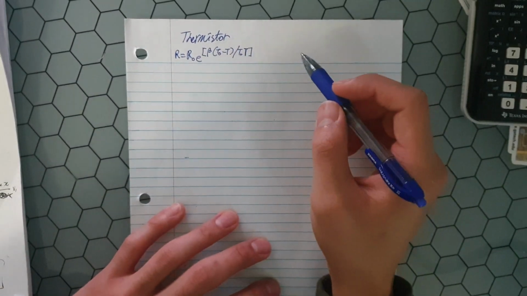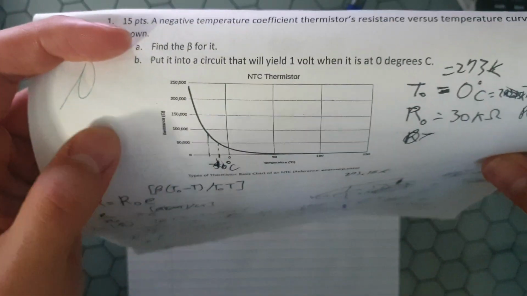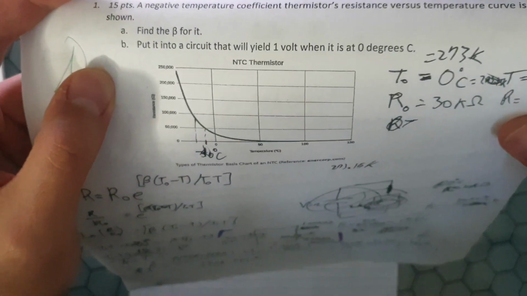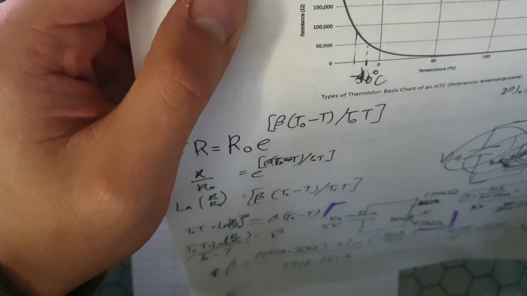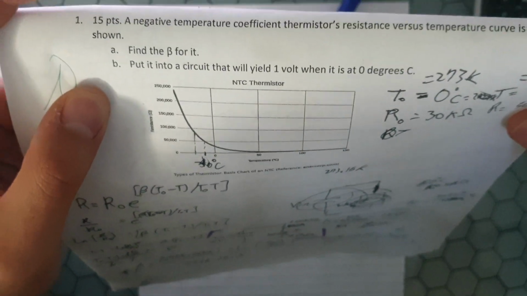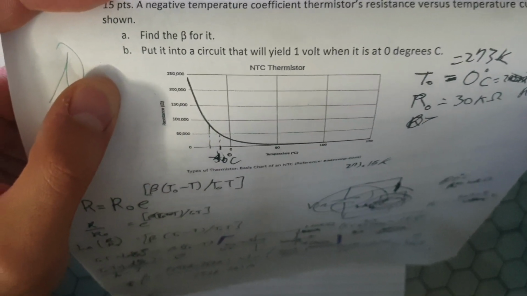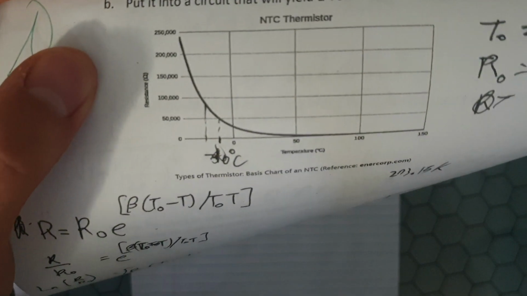This is a thermistor problem. So for example, if you're given a problem that asks you to get a beta, which is a material constant, and for B put into a circuit that will yield 1 volt when it is at 0 degrees C. And this is the graph.